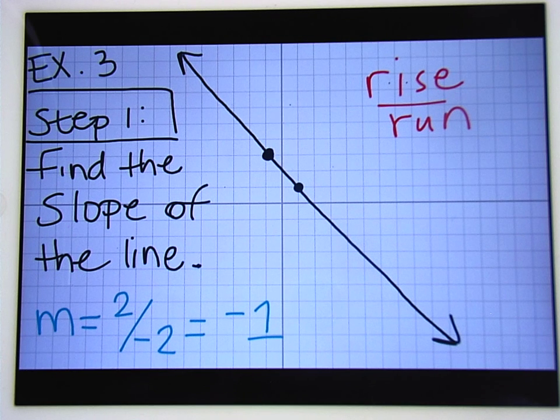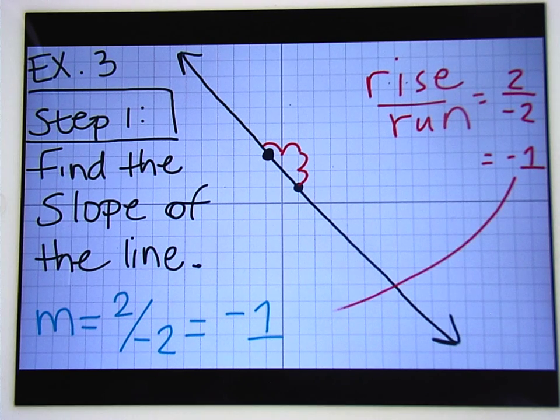So if we consider starting at this point here, we would go up 2, which means positive 2, and we will go over to the left 2, which is equivalent to negative 2. Simplify this and we get negative 1, which is the value of the slope that we have.